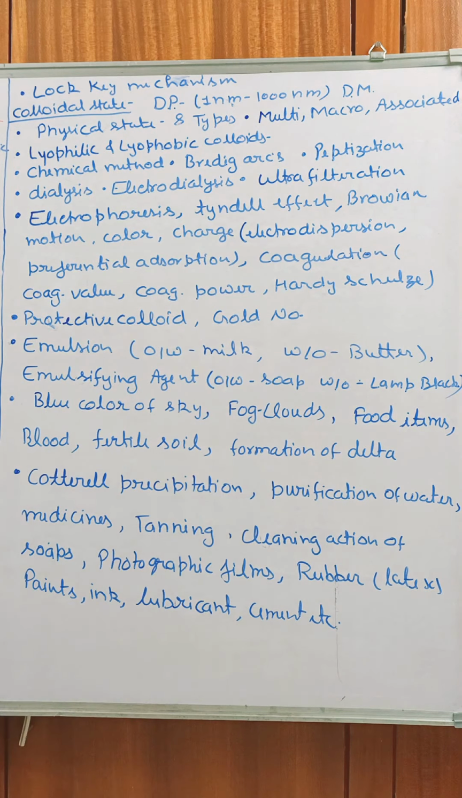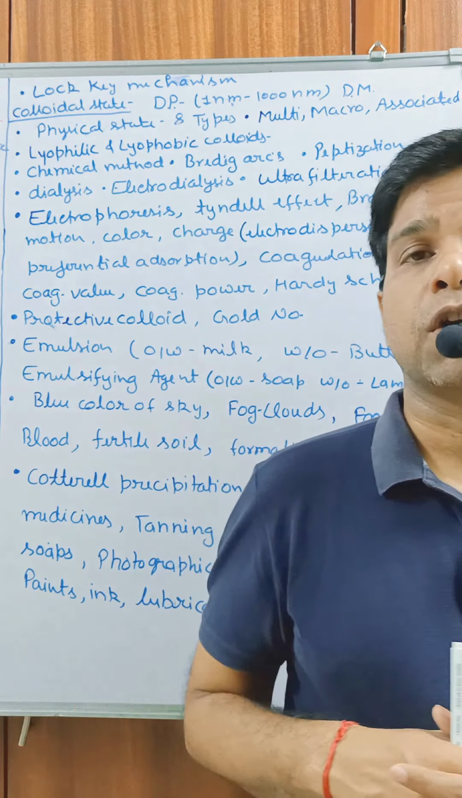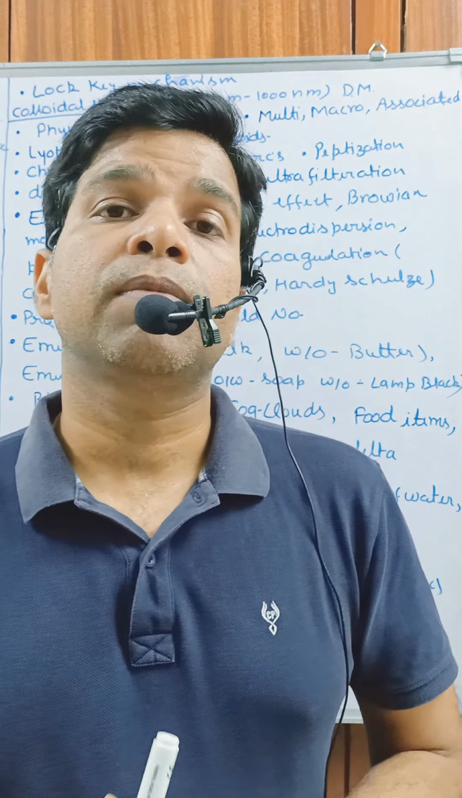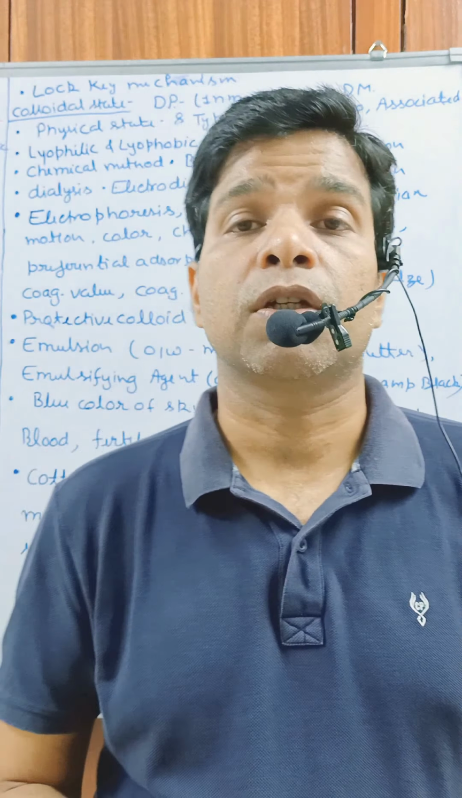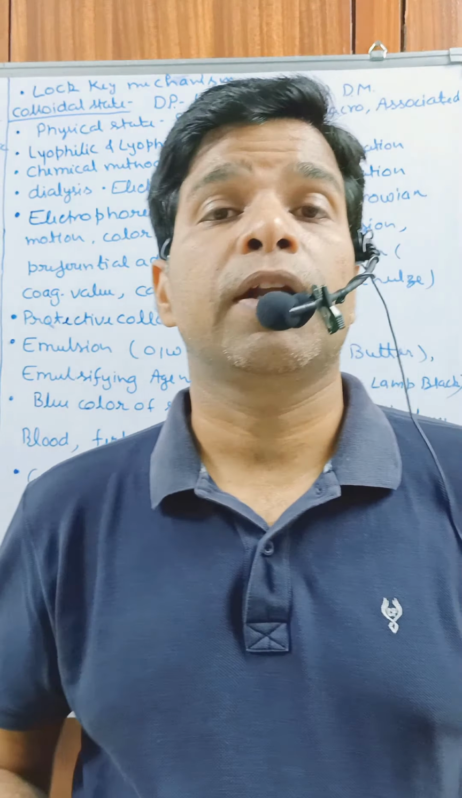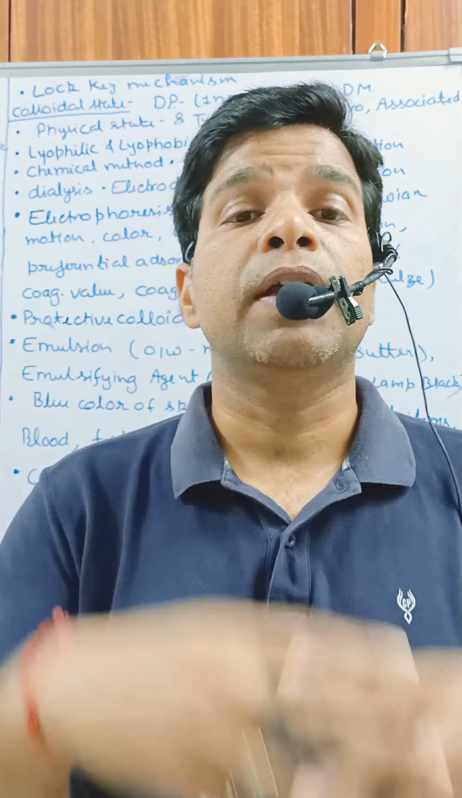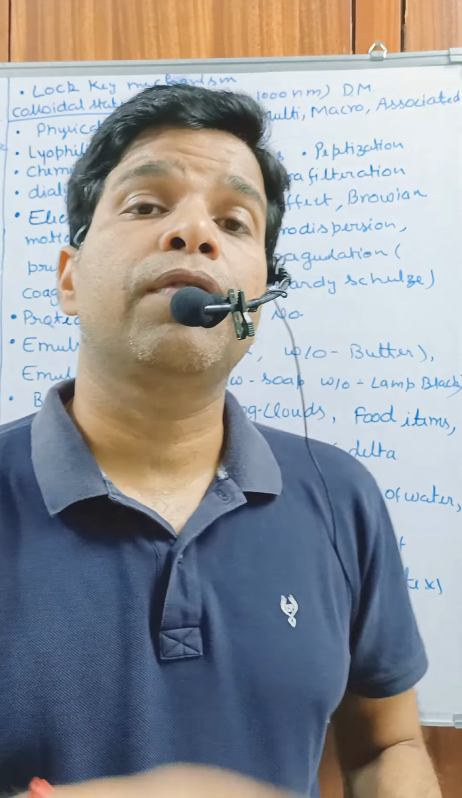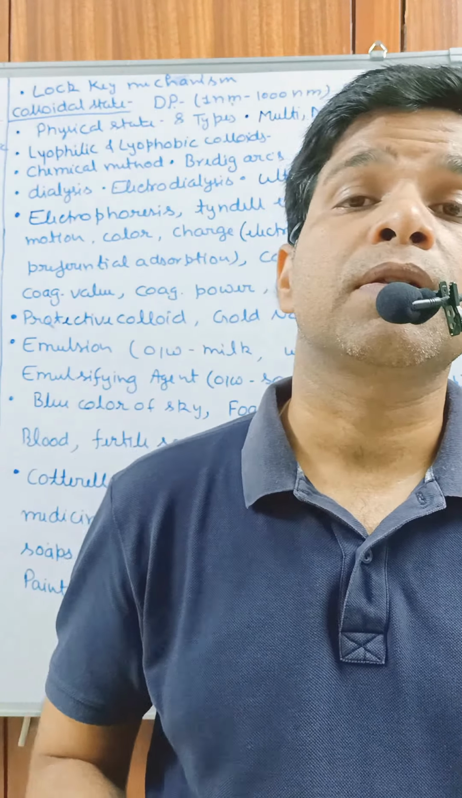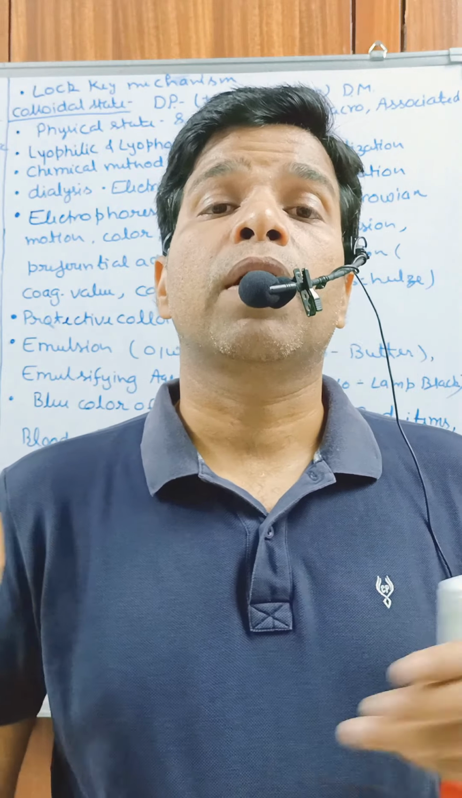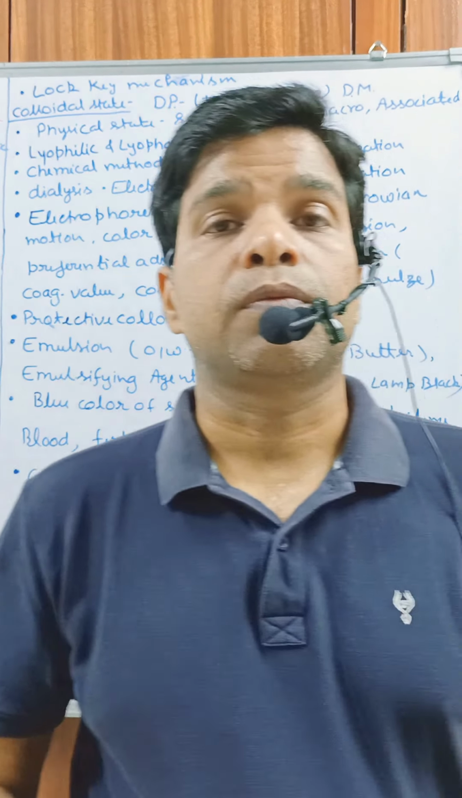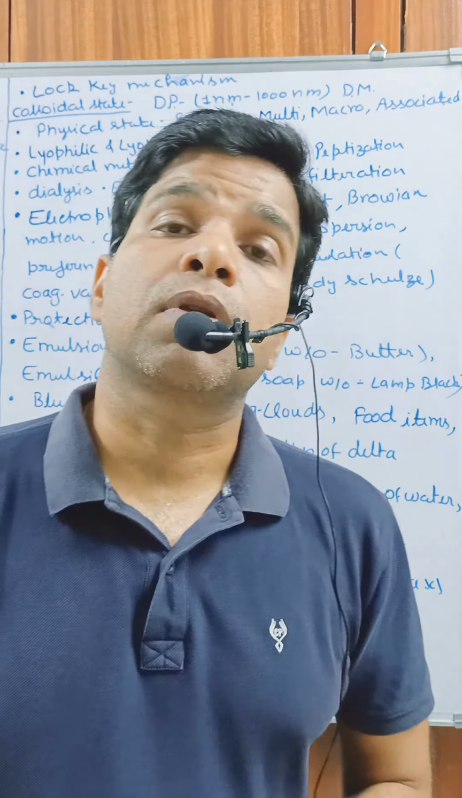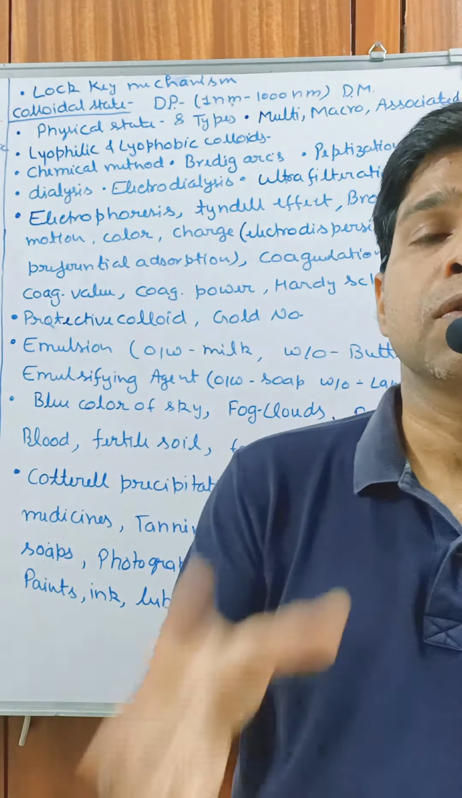Okay, then coagulation. What is the meaning of coagulation? If we somehow remove the charge, what happens to the stability? Why is the colloidal system stable? Because the particles have the similar charge. If we remove the charge of the colloidal particles, they collect together and settle down. Like milk is a colloidal system; if you add lemon water, all the fat particles will settle down. That process is called flocculation, coagulation or precipitation.